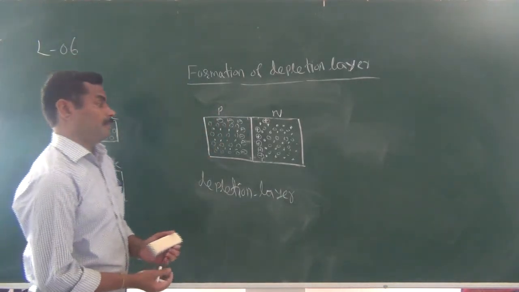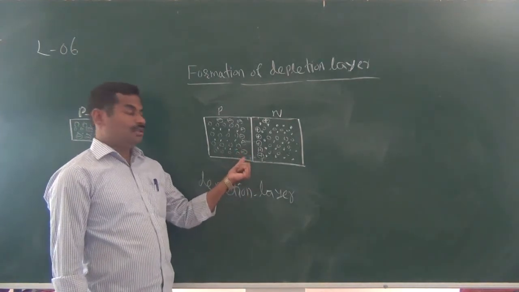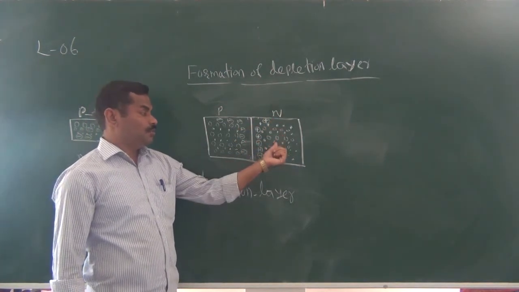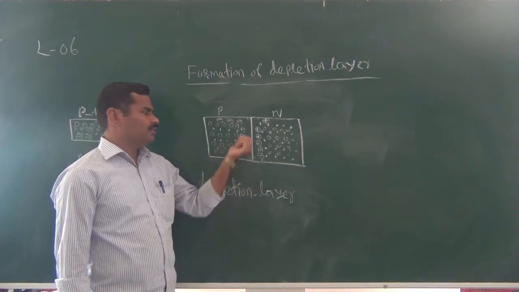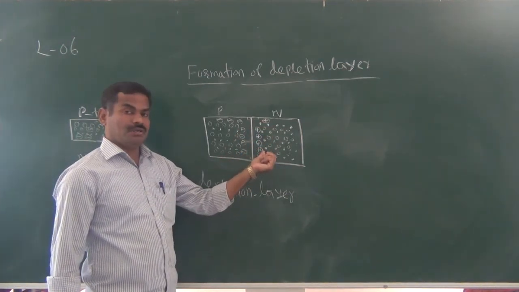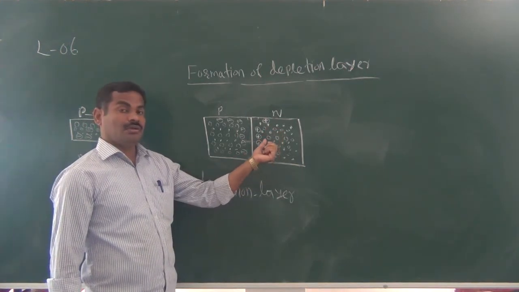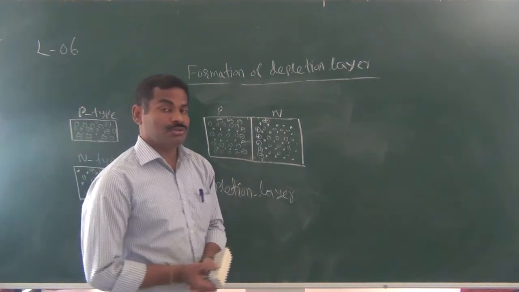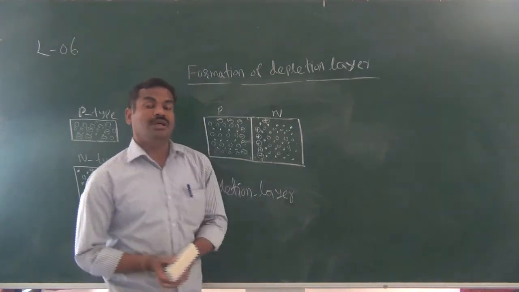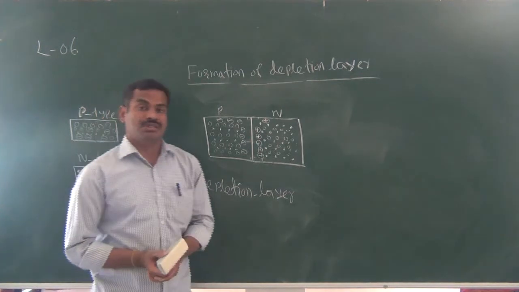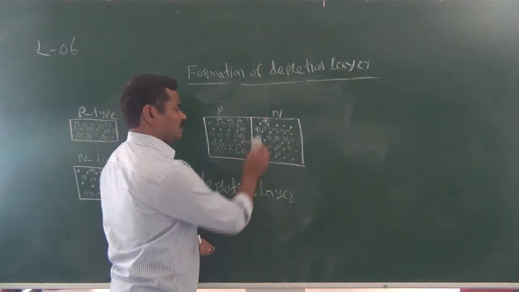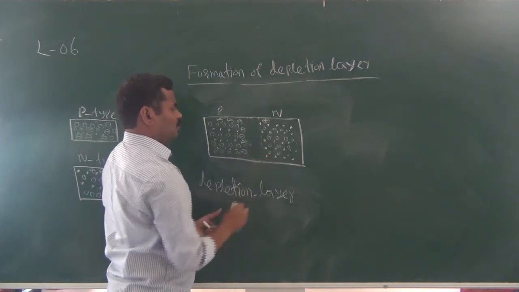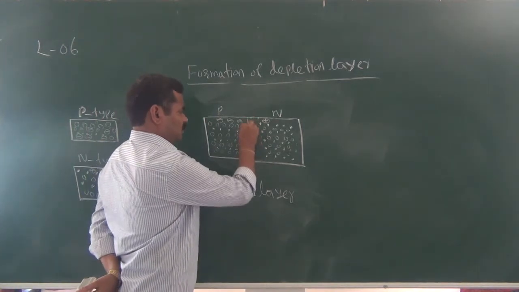Look here, as I said, the holes will diffuse from P to N side, and electrons will diffuse from N to P side. Then some of the holes will recombine with the electrons in the N side, and some of the electrons will recombine with holes in the P side. Whenever an electron and hole recombine, they are neutralized and disappear. They will create a layer like this. In this layer, you are not having anything.